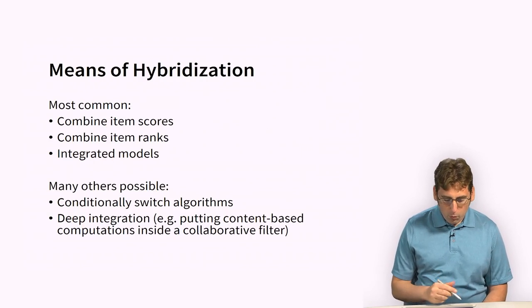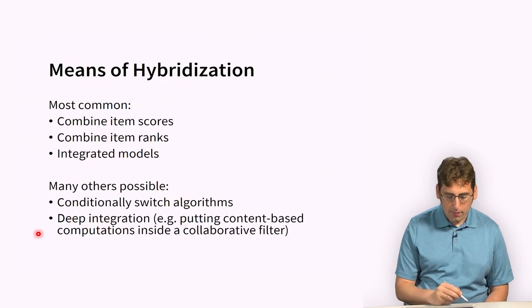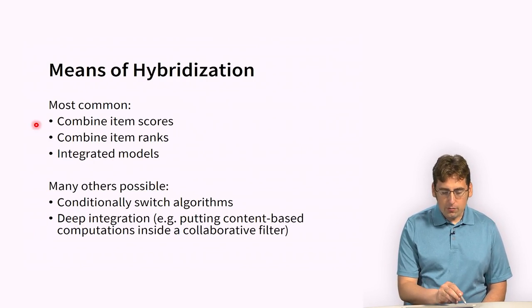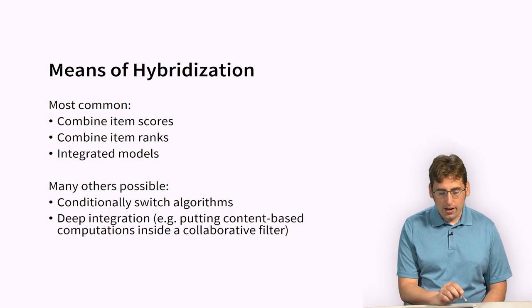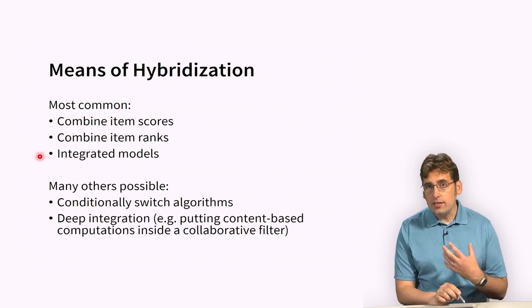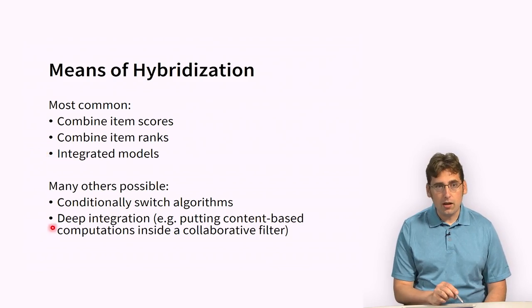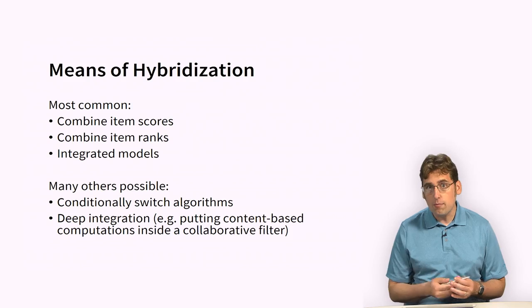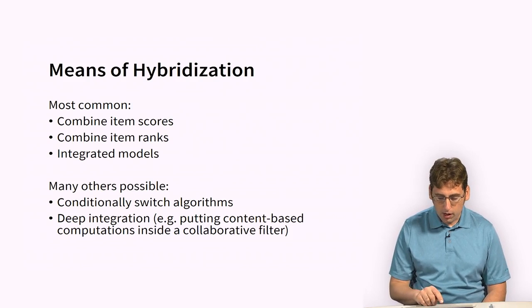There's several different ways that we can hybridize recommenders. We can combine item scores. We can combine item ranks. We can integrate different types of data into a single recommendation model, and there's many other ways. We're going to see that more in some of the later videos in this module.